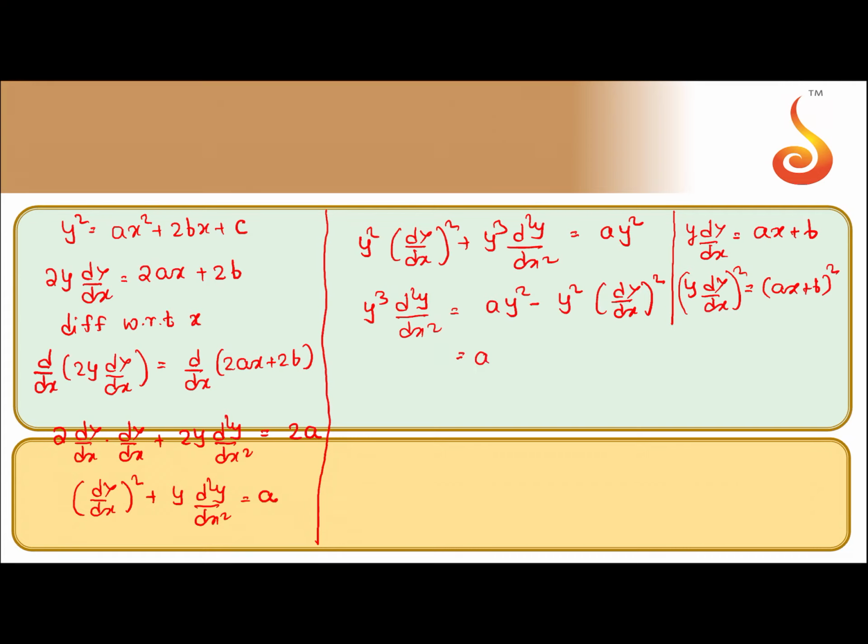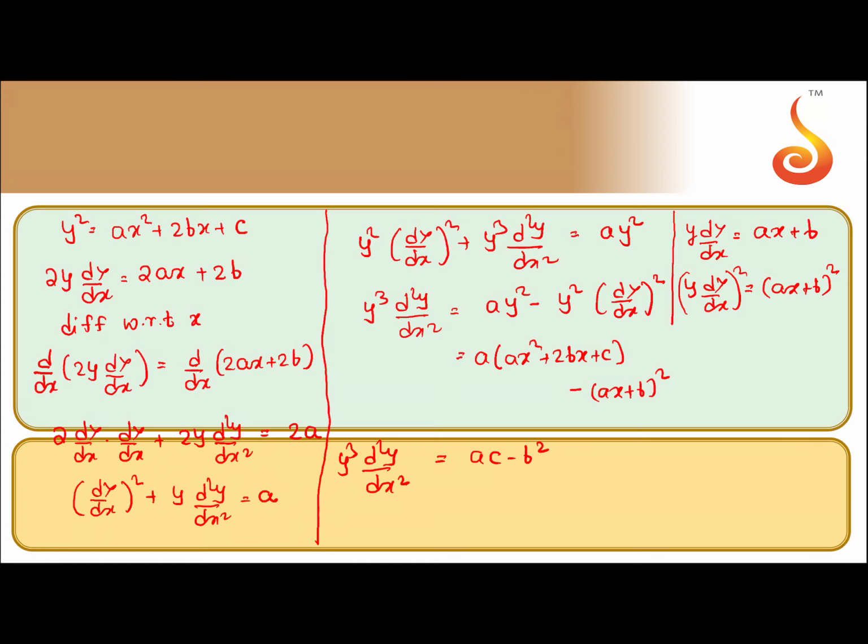So we substitute that. y square is how much? ax square plus 2bx plus c, minus what is y square dy by dx whole square? ax plus b whole square. So what we get finally? We get a square x square will cancel, 2bx will cancel. You get ac minus b square is the value of y cube d2y by dx square.